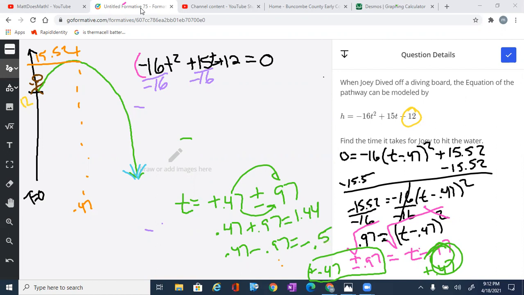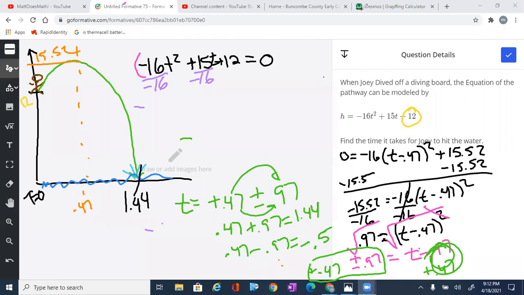Well, if he is jumping off of a diving board and jumping into this water, it can't possibly take him negative seconds to do this. So it must take him 1.44 seconds in order to hit the water. Okay, so let's go ahead and check this real quick.